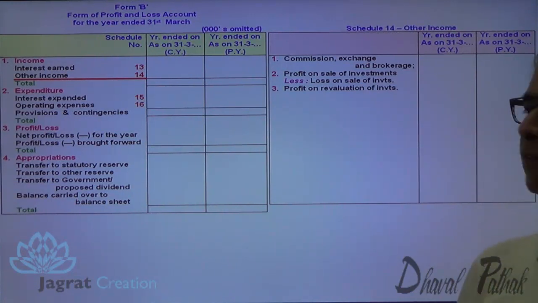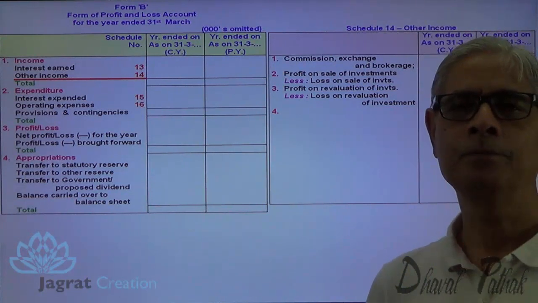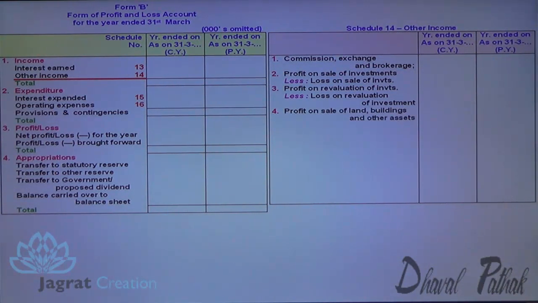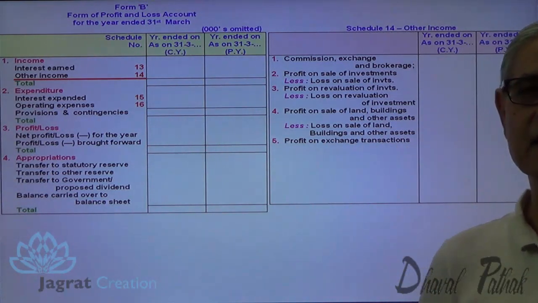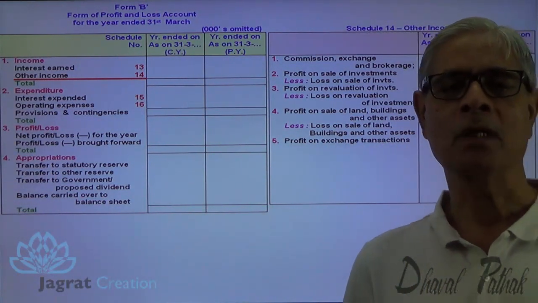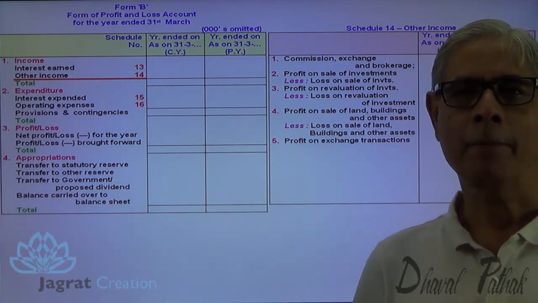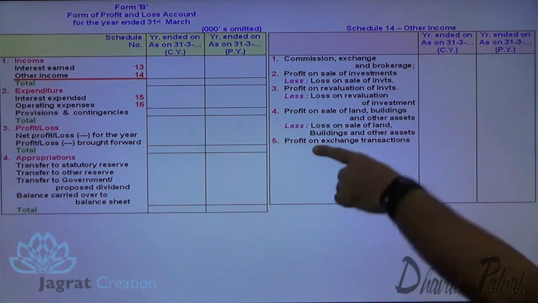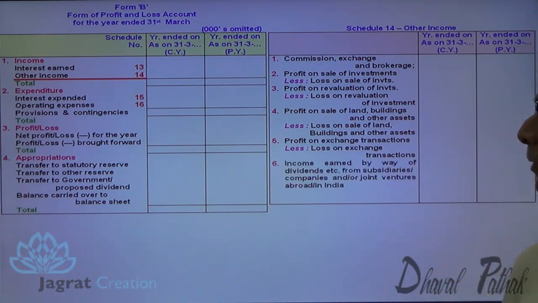Profit on revaluation of investment, loss on revaluation of investment. If the revaluation profit is more than the revaluation loss, then positive revaluation profit will be reported. Profit on sale of land and building and other assets, loss on sale of land and building and other assets. Profit on exchange transaction. Exchange transaction means the rupees are given for the dollars and pounds, or pounds and dollars are purchased. All those are exchange transactions. So profit or loss on exchange transactions is to be represented in this point number 5.